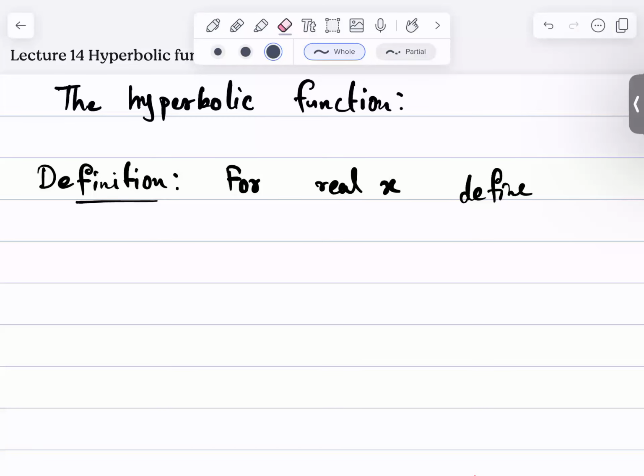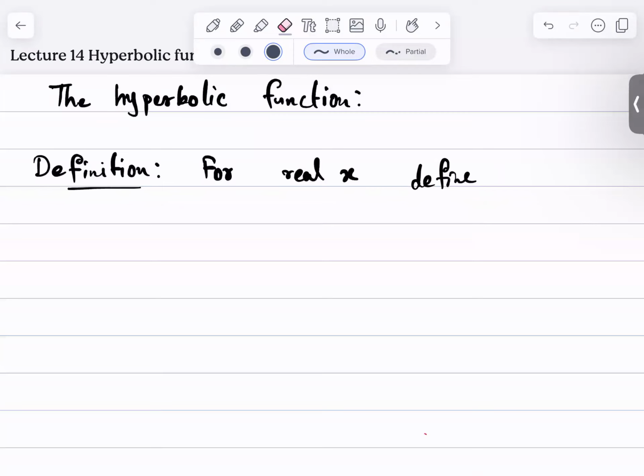Hi, so this is lecture 14 of MA 221, and today we'll be discussing the hyperbolic functions and their derivatives, and how to do integration and so on. Okay, so first let us define what a hyperbolic function is.